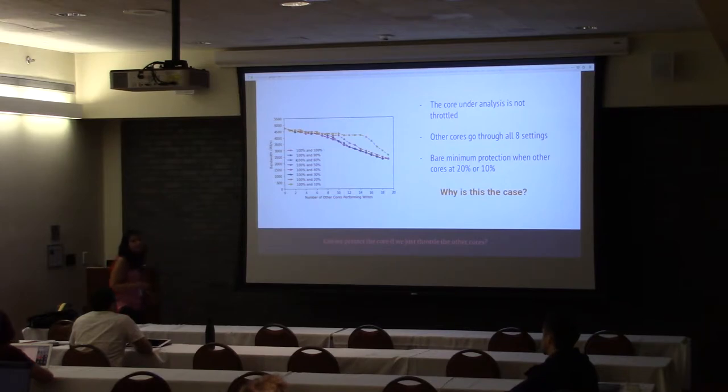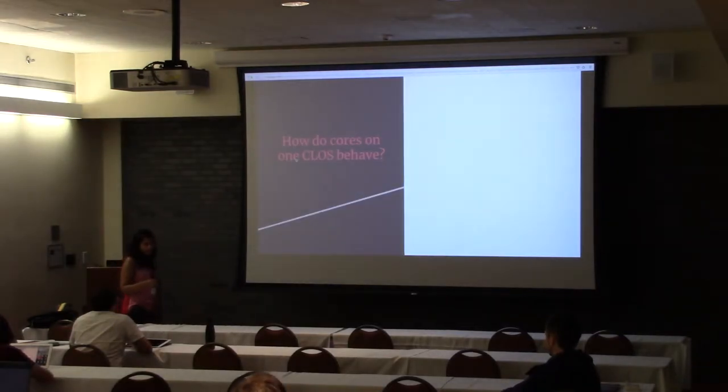So this seems like it does not provide any protection to the core that we are trying to isolate. Another thing that we wanted to see is, when we put multiple cores on one class of service, how are these cores actually getting their bandwidth? So we had two hypotheses.